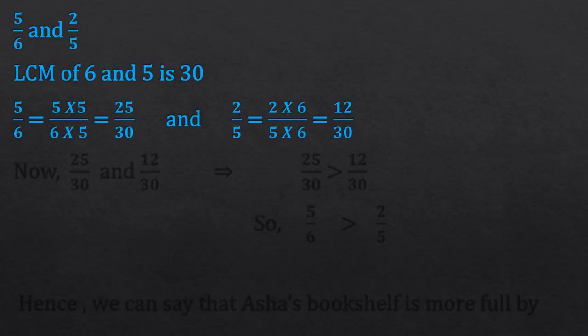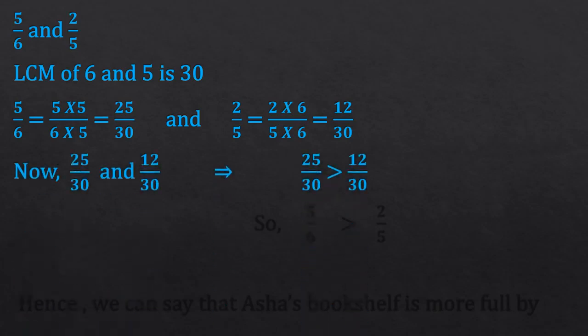Now see, in place of 5 upon 6 and 2 upon 5, we will compare their equivalent like fractions, that is 25 upon 30 and 12 upon 30. Which one is greater? Now they are like fractions, and we know in like fractions the fraction whose numerator is greater is greater. So in this case 25 is more, so 25 upon 30 is greater than 12 upon 30. And 25 upon 30 is the fraction of 5 upon 6.